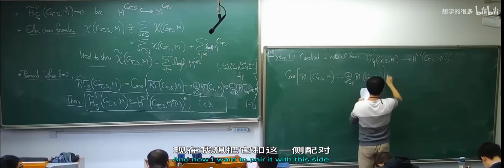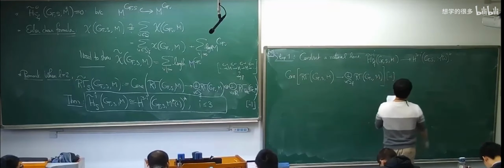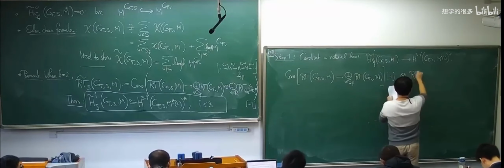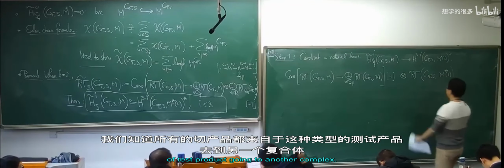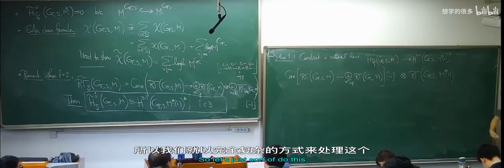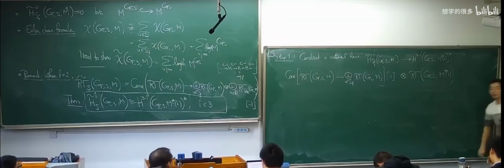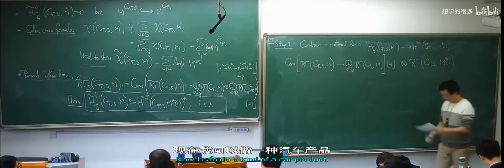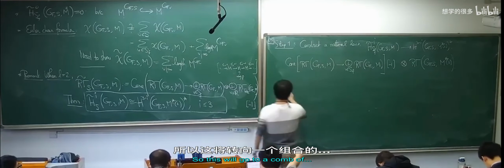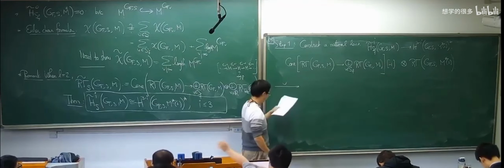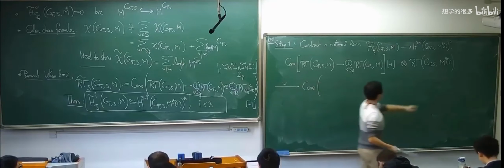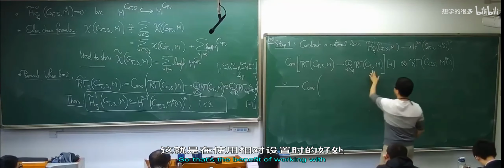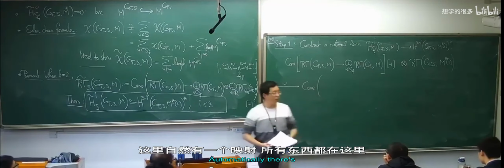And now I want to pair it with this side. We know that all cup products come from this kind of tensor product going to another complex. So let's just do this on a completely complex level. Now I can do a cup product. So this will go to the cone of, so basically it will be this thing coupling with this inner thing and this thing together. So that's the benefit of working with the relative setting: somehow automatically there's a map here.